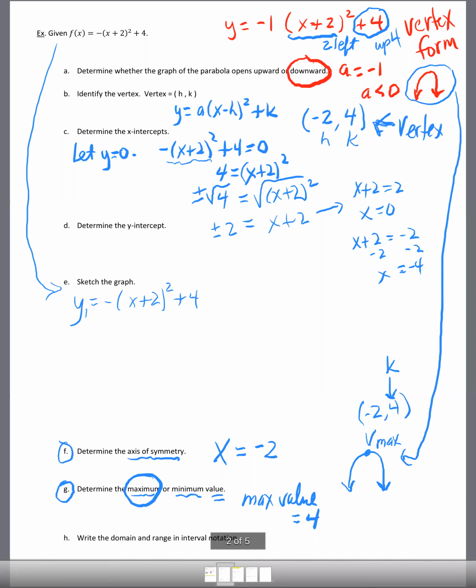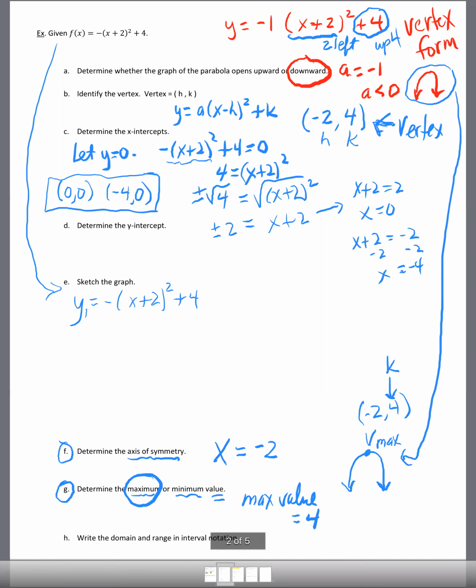So I have two x-intercepts. One of them is (0, 0), and the other one is (-4, 0). Be sure that you write these down correctly. In your Connect Math, if they ask you what is the x-intercept and they don't indicate that they want it as a point, then you'll just put the number 0 and the number -4. Those are your two x-intercepts. I prefer that you write them as points. So this is what I want to see from you.